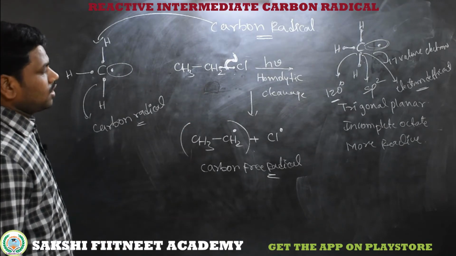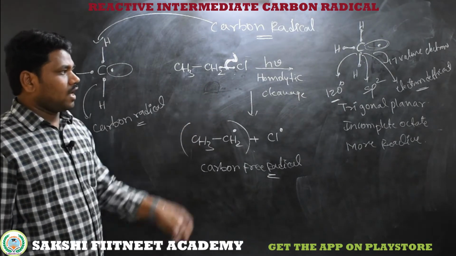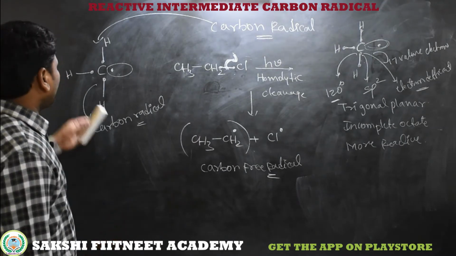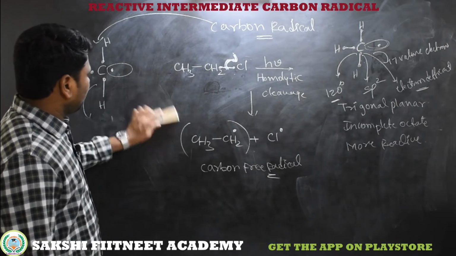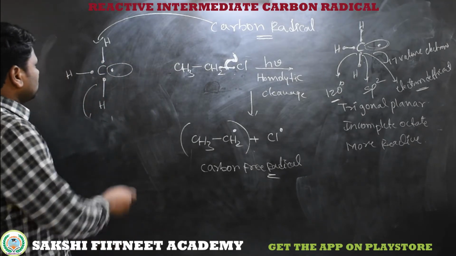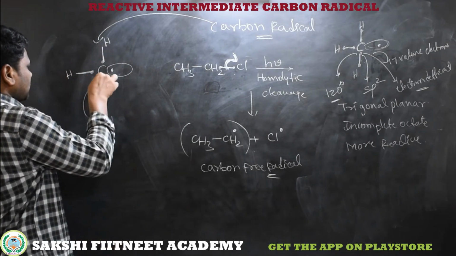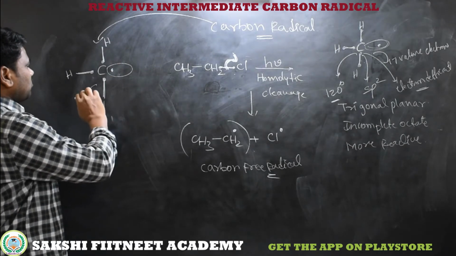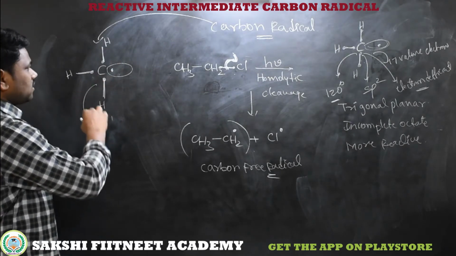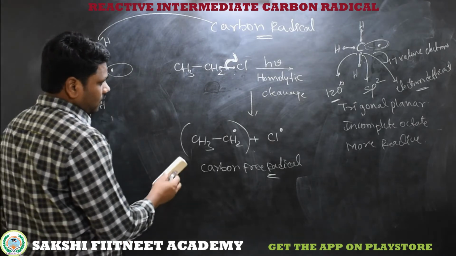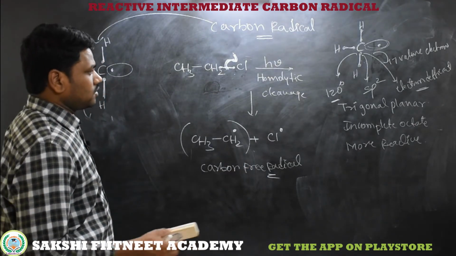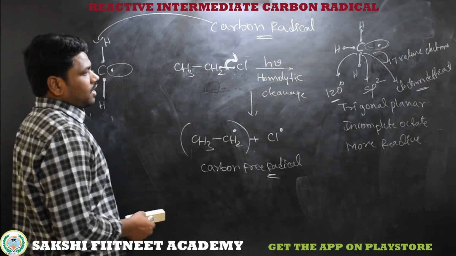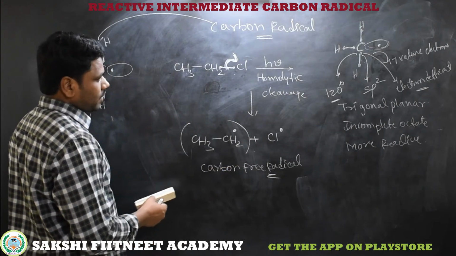So now we will discuss the stability and types of carbon radical. Simply, here this carbon radical has 3 bond pairs. Based on these substituents, if one alkyl group and 2 hydrogens are there, that is called a primary free radical. 2 alkyl groups is called a secondary free radical, and 3 alkyl groups is called a tertiary free radical. So we will discuss that.